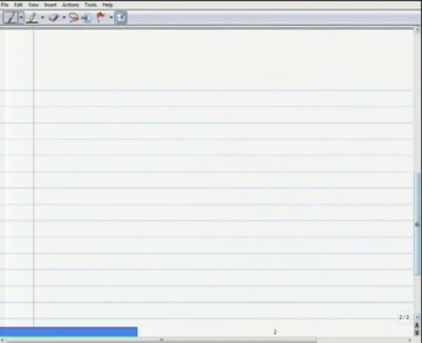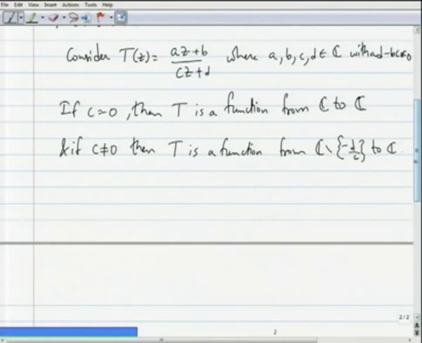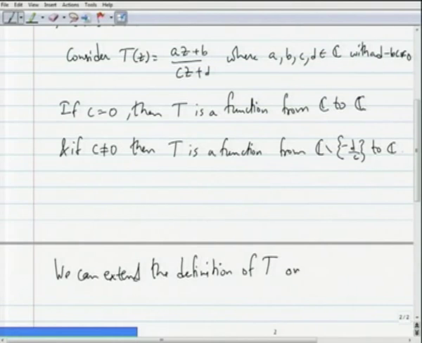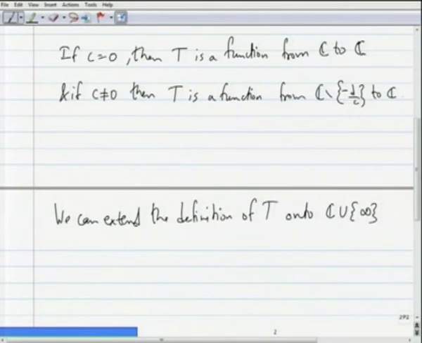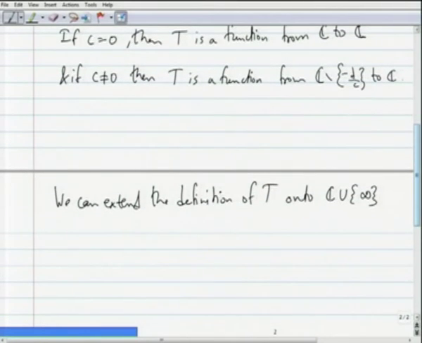So, what we can do is do better, and extend the definition of this function onto the complex plane union the point at infinity. Using the point at infinity, we will see that this is the most natural setting for these functions. We will see that all of these functions are actually bijections. So, first I should define the extension.